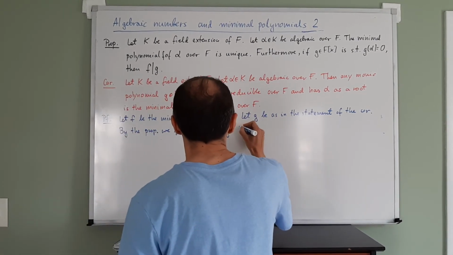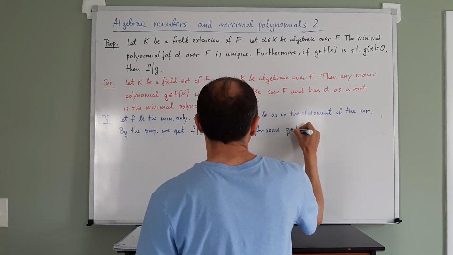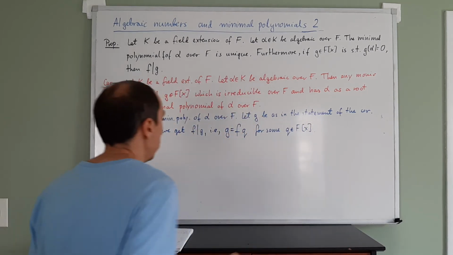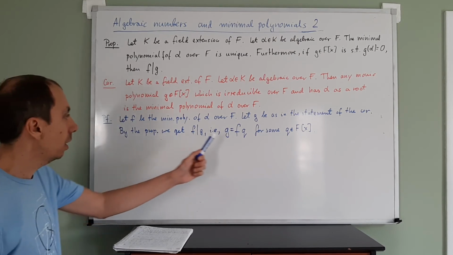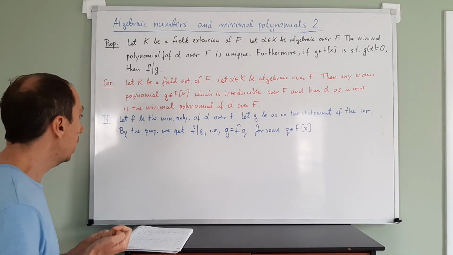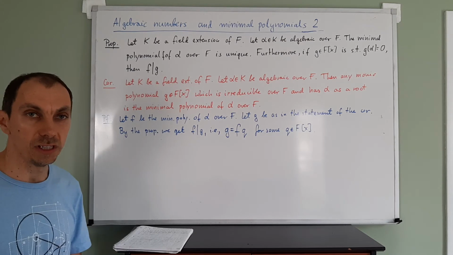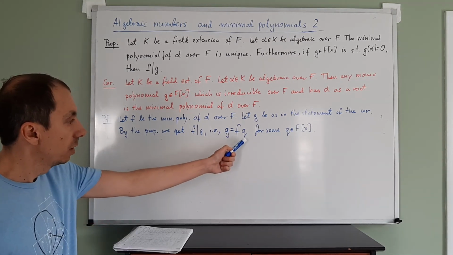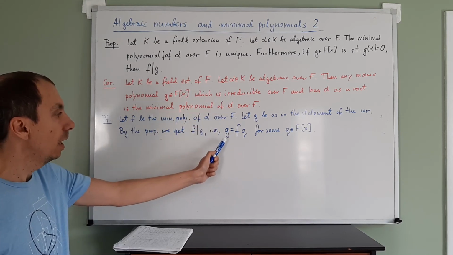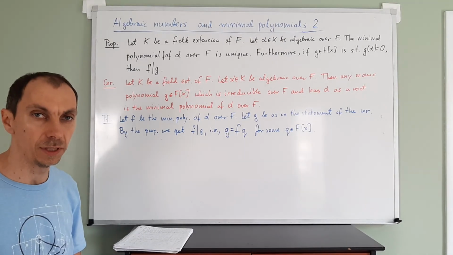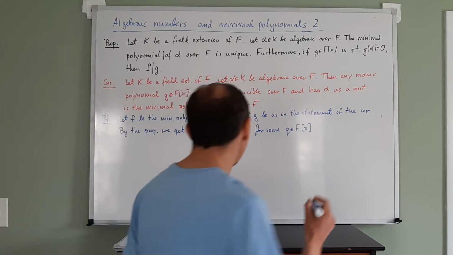That is, g is equal to fq for some q in F[x]. Now, what do I know about this polynomial q? I definitely know that f is a non-unit, because f is the minimal polynomial of alpha over F, so its degree is at least 1. But g is irreducible by assumption, and I cannot write an irreducible element as a product of two non-units. So if f is a non-unit, that means q must be a unit.